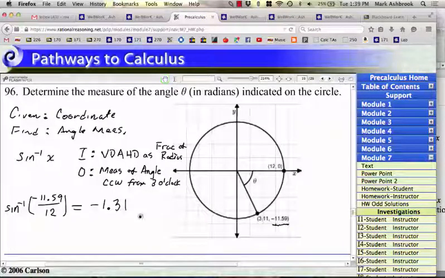What does that number mean? Is that radius lengths? Is that degrees? Is that arc length? Is it feet? Is it radians? Radians. So how does this number relate to the picture that we have? You got a measure of an angle of negative 1.31.